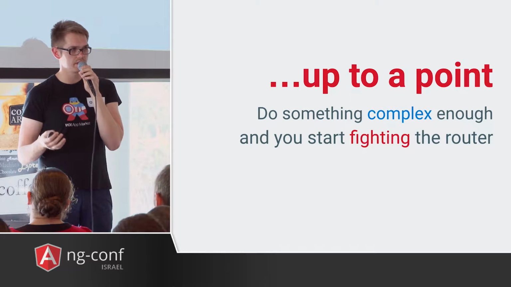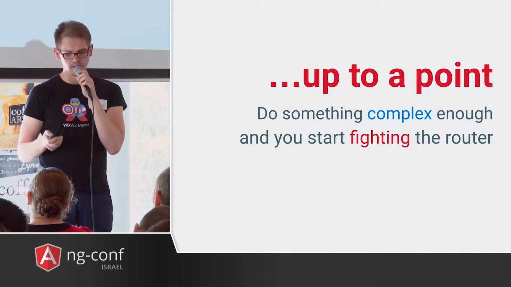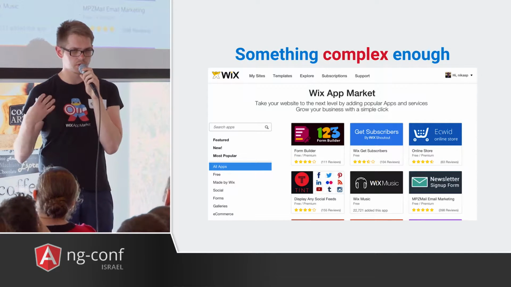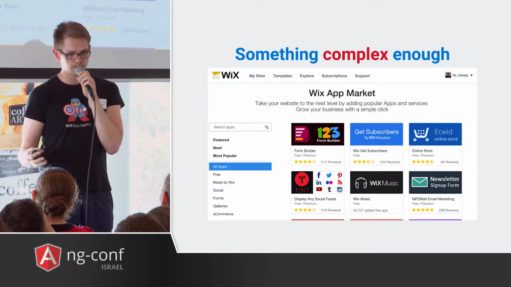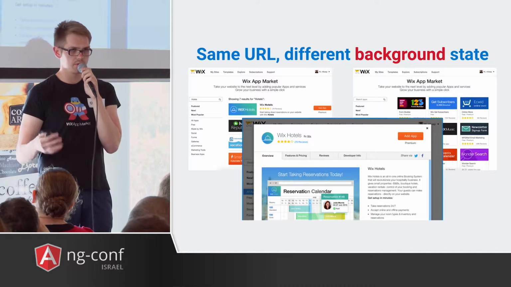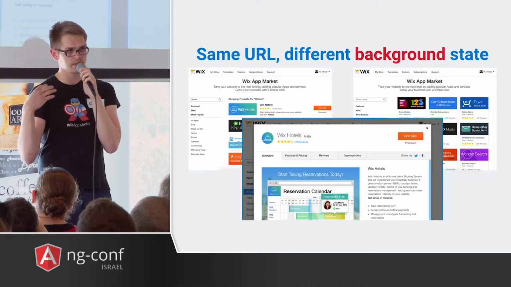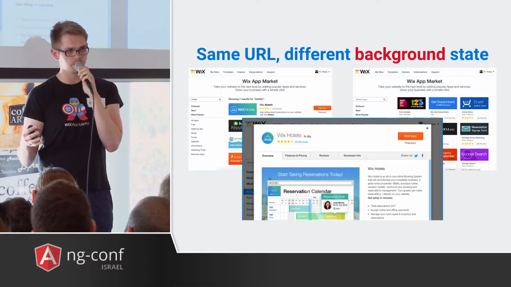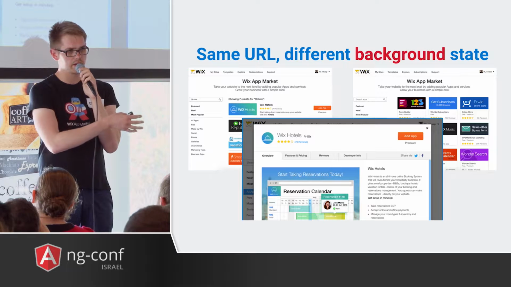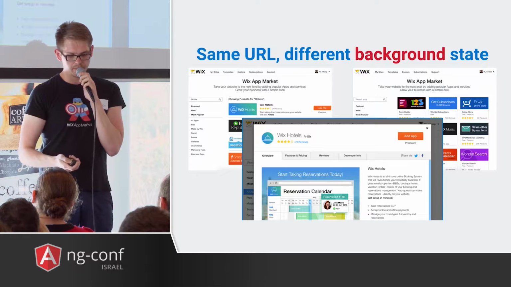And if you do something complex enough, you start to fight UI router, which is not a cool thing to be in. And a while ago, we had such a complex thing in our own product. We were trying to build the app market. Now, the interesting thing about the app market is that it has a modal. And the modal has to have deep linking. What this means is it has to have the same URL pointing to two different background states. So the modal is the same, but what's behind it differs, whether you go to it directly or from inside the application. It looks something like this.